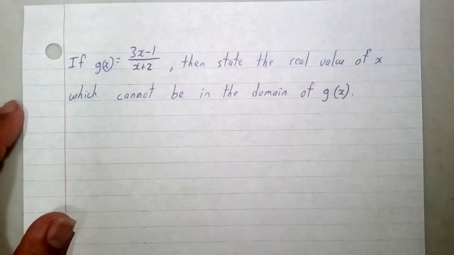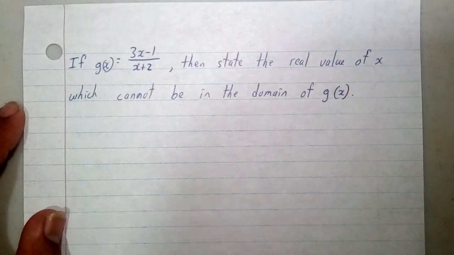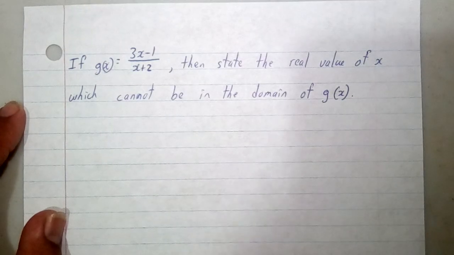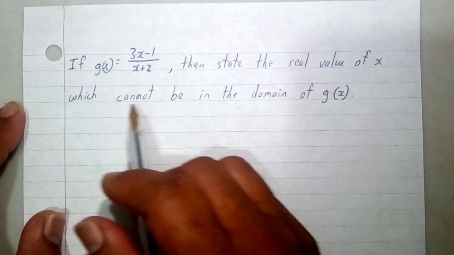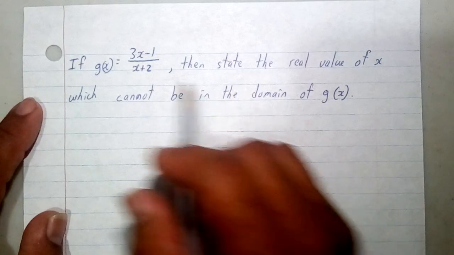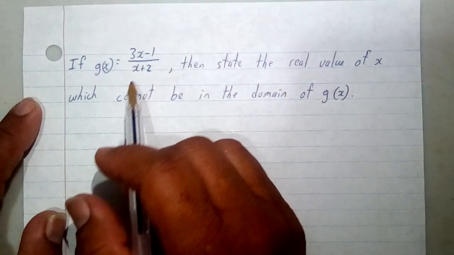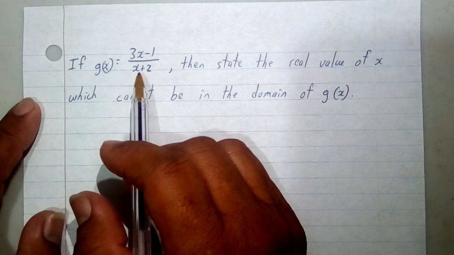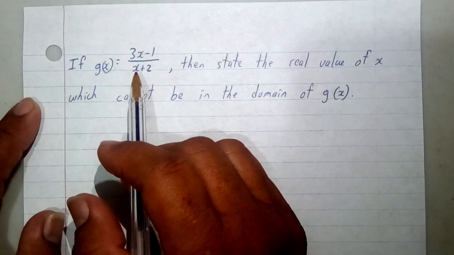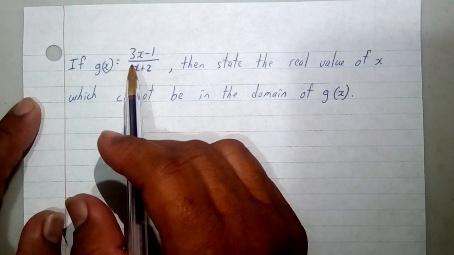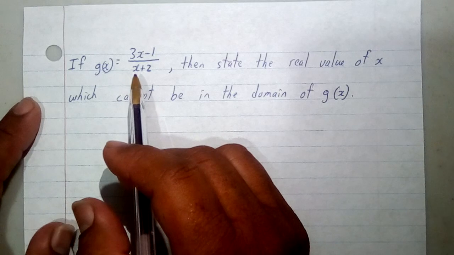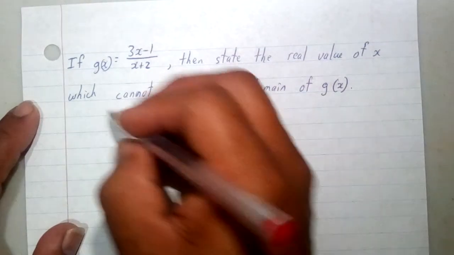Okay, so what we do first of all is that we can say given the function, we can solve for that. For us to state the real values of x which cannot be in the domain, for this to be possible, because there will come a value or values when this will not be possible. And the only time when this function cannot happen is when the bottom value or the denominator will be equal to zero. Why? Let me put it this way.